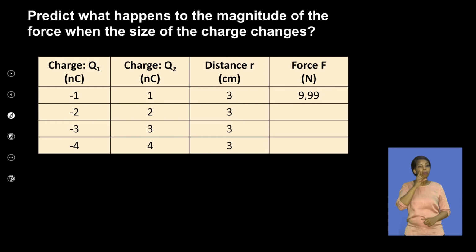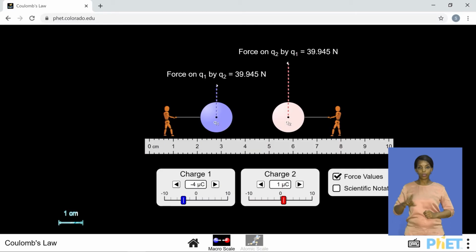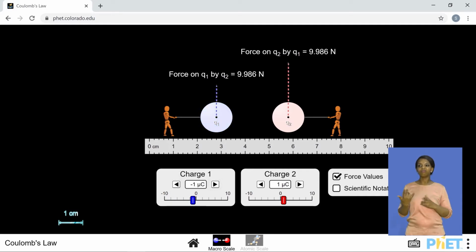The distance stays the same, but now you have to realize that we are changing both charges. Now, the initial value, if we can go back to our simulation, we started at -1 for Q1, and then this one is +1. So the force is 9,986.